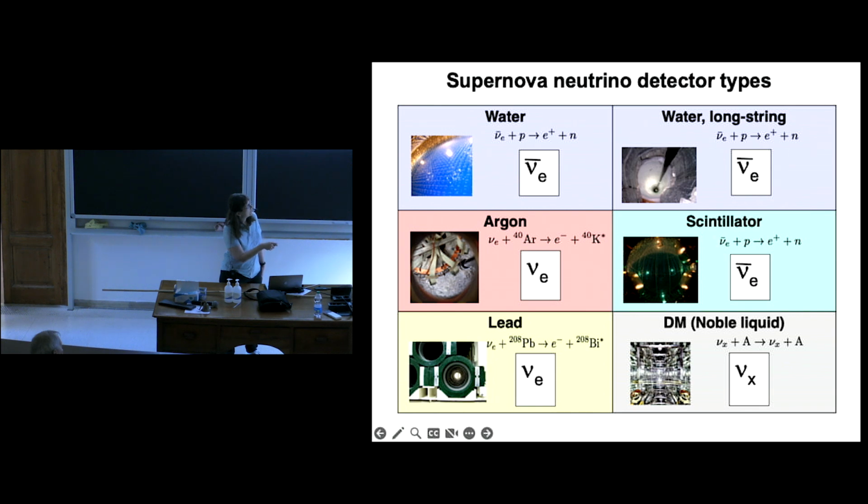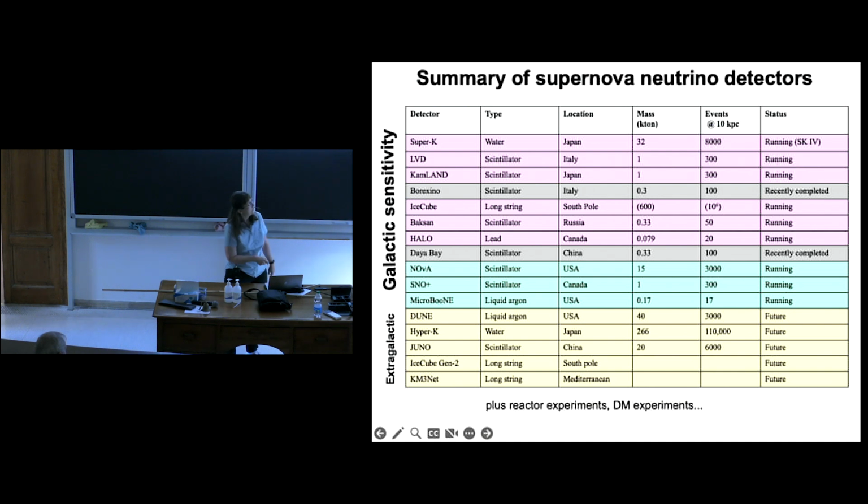You can get water detectors in the form of imaging Cherenkov detectors like Super-K that we heard about, and also long string detectors, which I think we're going to hear more about at this workshop. Liquid argon is sensitive primarily to electron neutrinos. Scintillator also has free protons like water and is sensitive to nu bar, so that's detectors like JUNO. You also get coherent elastic scattering in dark matter detectors, and there's one example of a detector based on lead that is looking for neutrino-induced neutrons from lead, which is sensitive primarily to electron neutrinos as well. So here's the table.